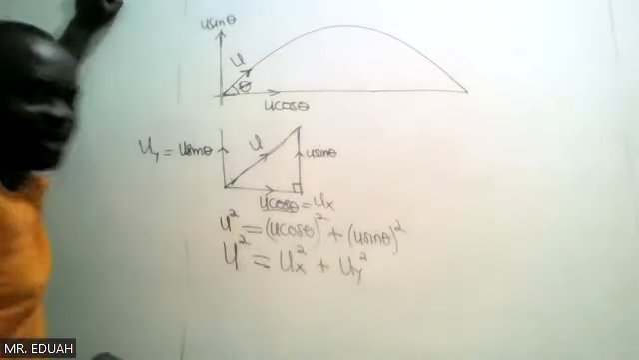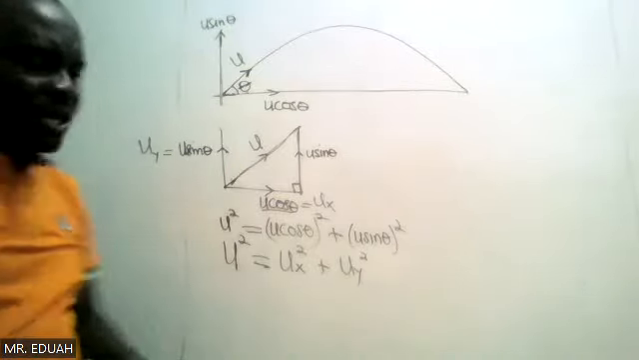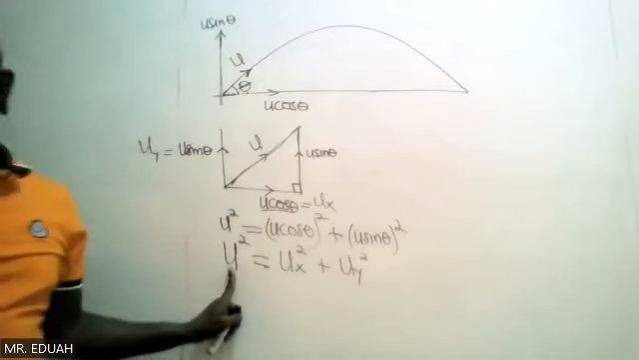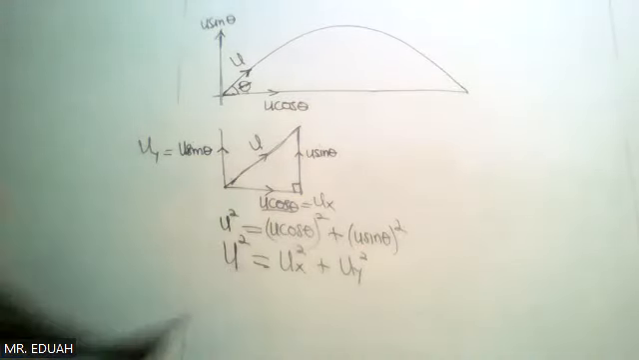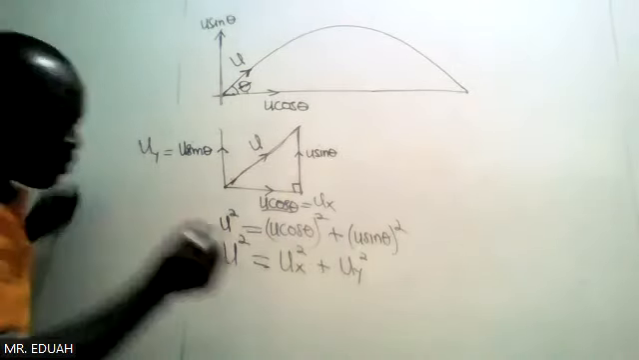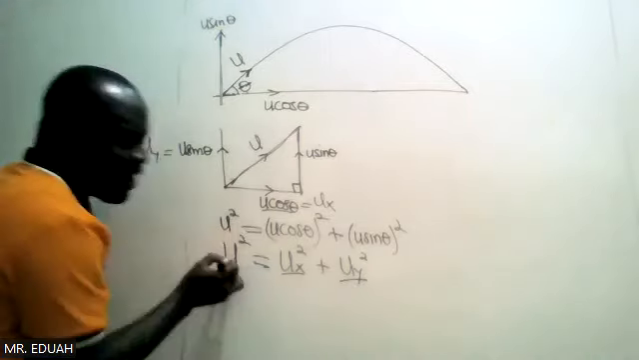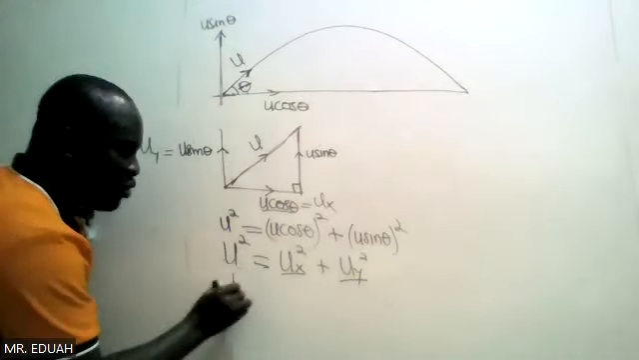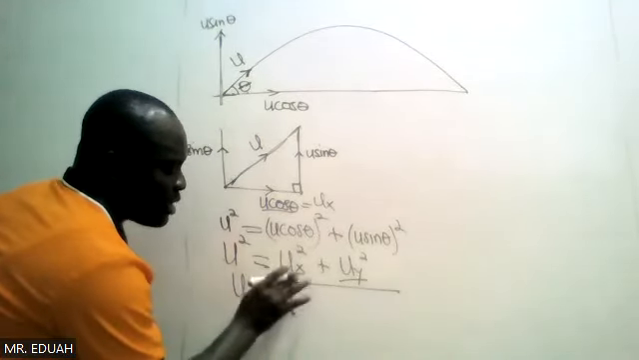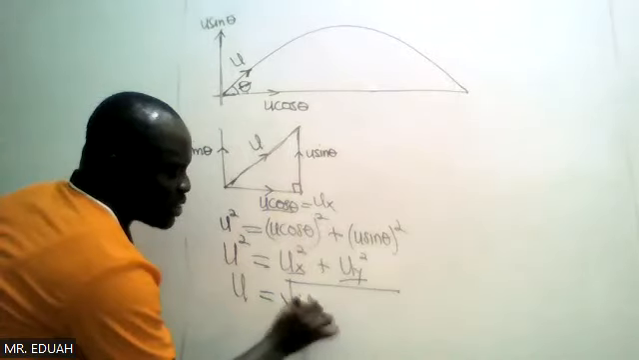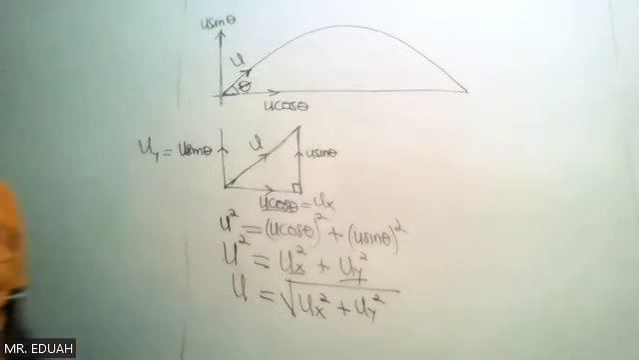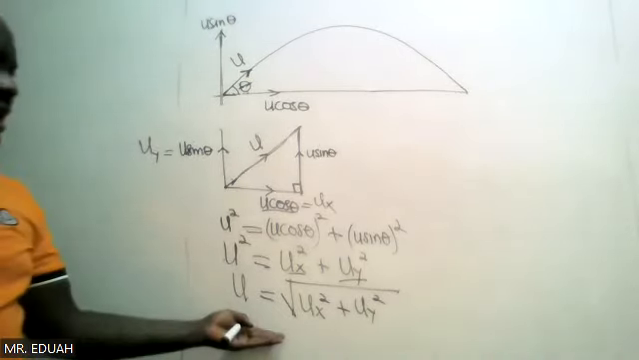So it means that the velocity of projection, u squared, is equal to ux squared plus uy squared. This is very, very important because sometimes you can be given this and this, and be asked to find the velocity of projection. Please, are we okay? So when you are given this and this to find the velocity of projection, u is simply equal to the square root of ux squared plus uy squared. So you have to understand this.